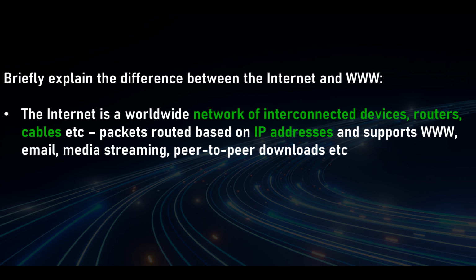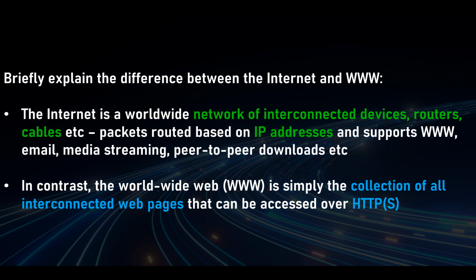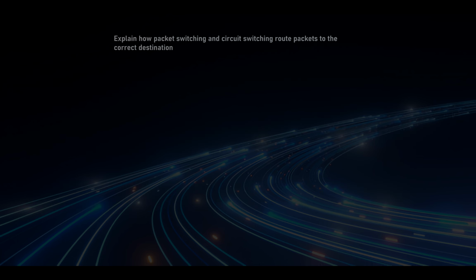So that's the first one. The Internet is a network of interconnected devices: routers, cables, etc. Packets are routed based on the IP address. It supports the World Wide Web, email, media streaming, peer-to-peer downloads, etc. In contrast, the World Wide Web is the collection of all interconnected web pages and can be accessed over HTTPS, Hypertext Transfer Protocol. And obviously, the S means secure.